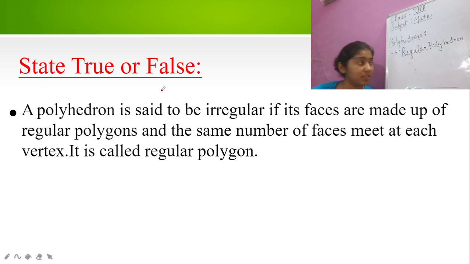Okay, now students, this is your task: true or false. Write your answer after reading the statement properly. A polyhedron is said to be irregular if its faces are made up of regular polygons and the same number of faces meet at each vertex. It is called a regular polygon. So is it a correct statement or false? Write your answer in the comment box.